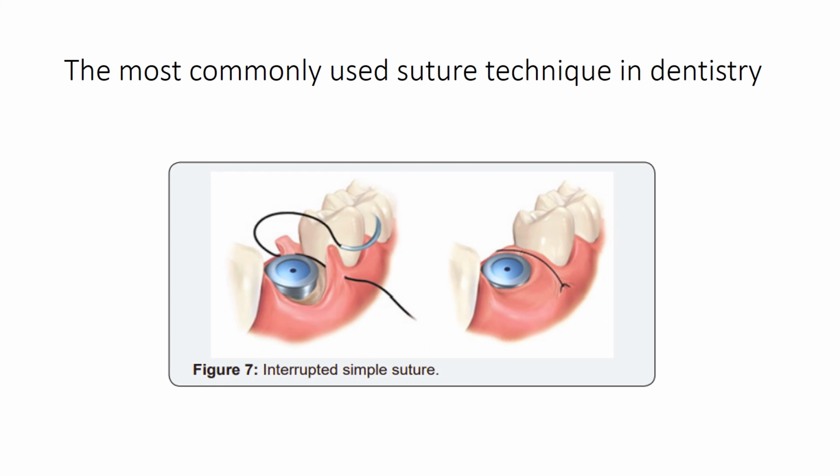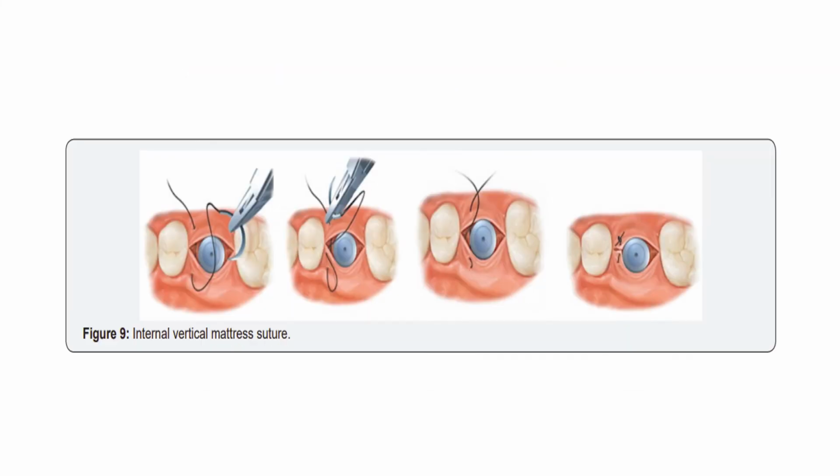Okay, now I just want to show you examples of the commonly used suture techniques in dentistry. This is one of the most common ones being used, the simple interrupted suture, where you can suture the interdental papilla. You can also use a vertical mattress to suture the interdental papilla instead of the simple interrupted suture.